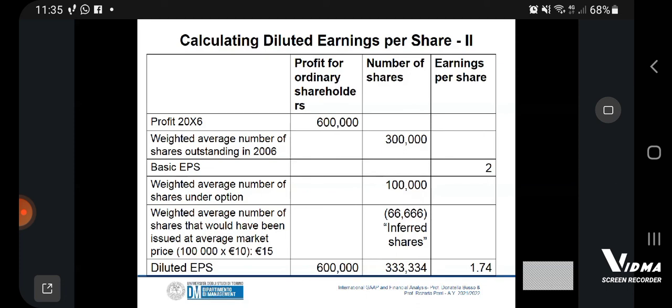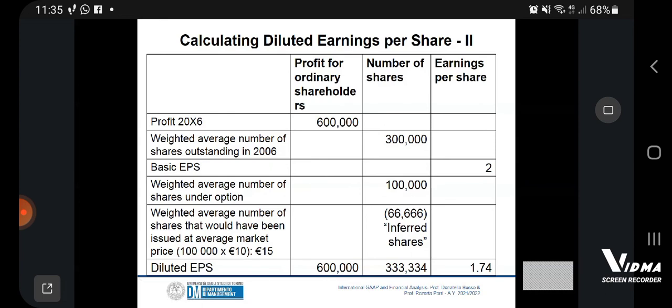Look carefully here. We have issued 100,000 shares for 10 euro each. That is, we have collected 1 million euro. If we divide this amount of money, 1 million euro, by the regular price of the market, which is 15 euro, we would have issued only 66,666. Well, this is a strange number with many sixes, but we would have issued this amount of shares to generate the same amount of money, 1 million euro.